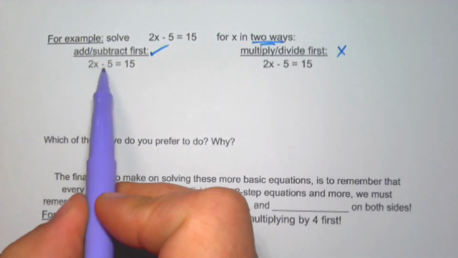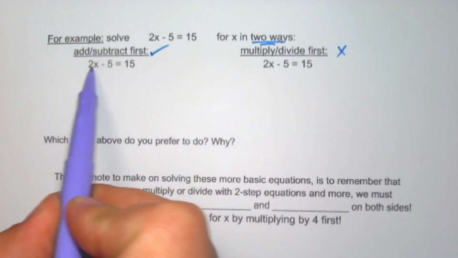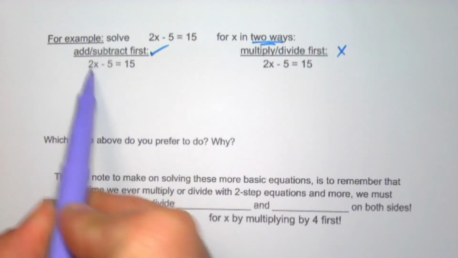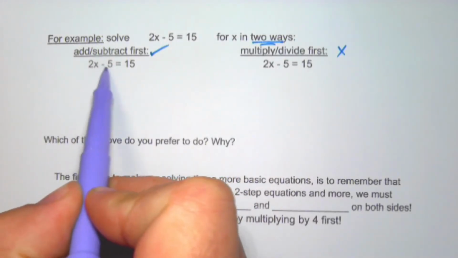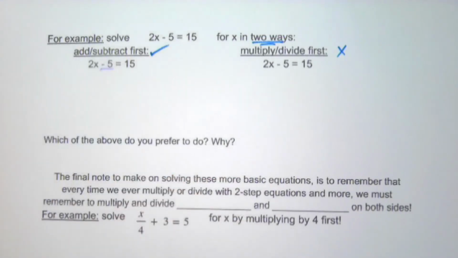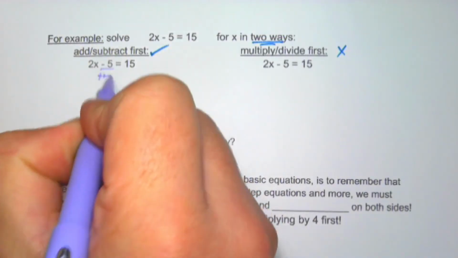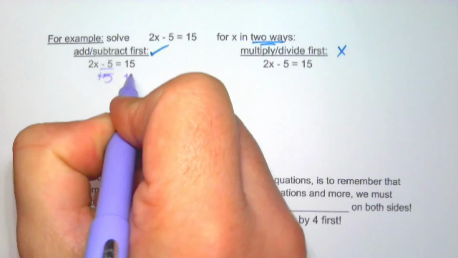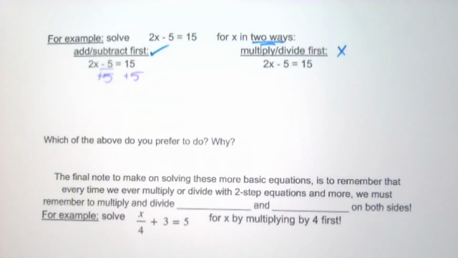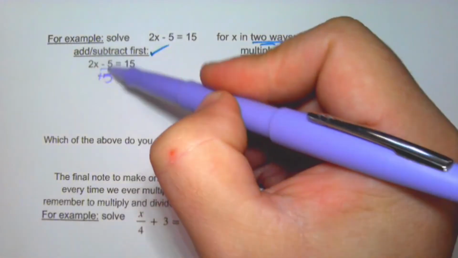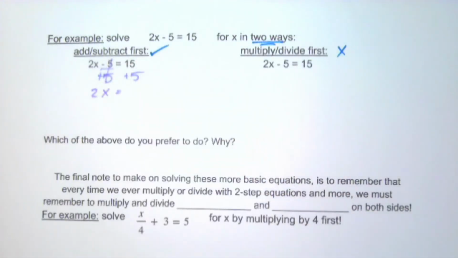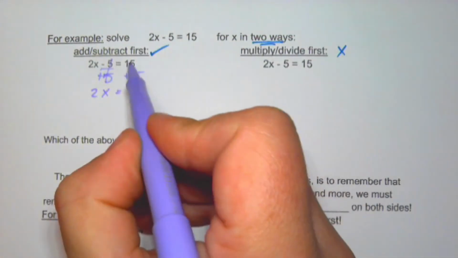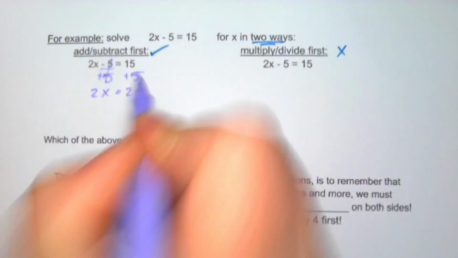Well, whenever we solve equations, we're starting on the side that has the variable, because we want to move things away from the variable, we want to isolate it. And if I see addition, subtraction, so I'm seeing this -5 right here, I'm going to add 5 to both sides. Well, now the -5 and that +5 cancel out. That's what we wanted. And we have 2x equals, well, 15 plus 5 is 20.